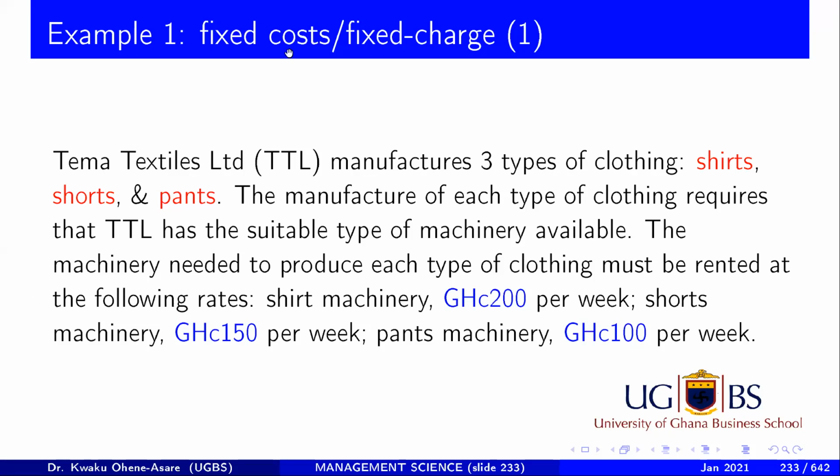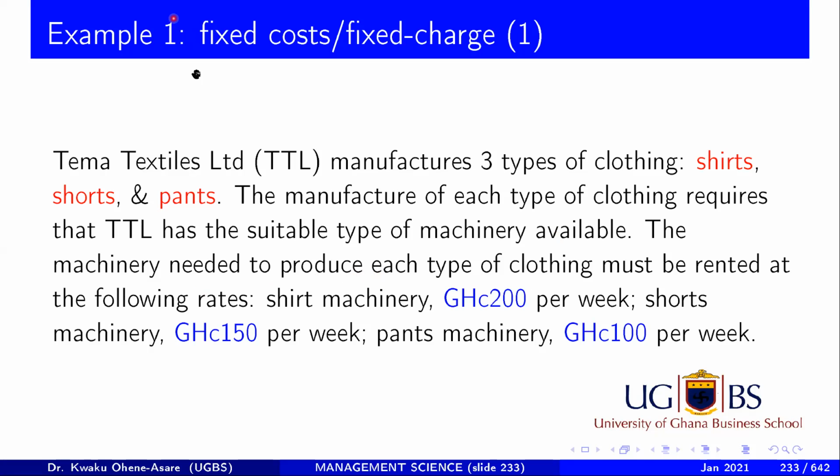Now, the manufacturing of each type of these clothes requires that the company TTL has suitable type of machinery available. Now that sentence, suitable type of machinery available, is an important phrase. You've got to have it available. The machinery needed to produce each type of clothing must be rented at the following rate.